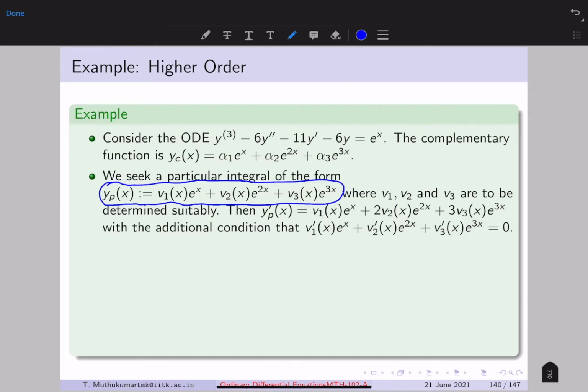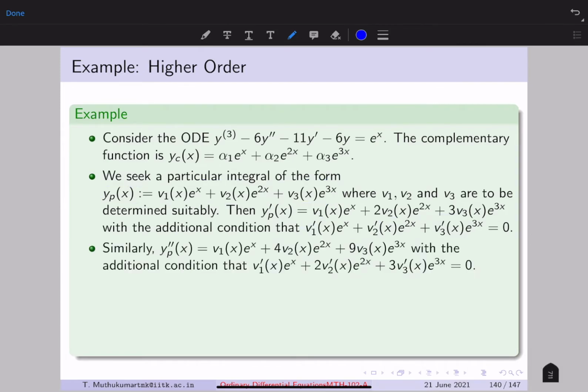Okay. So whatever we had described for second order, if you do the same thing for the third order, you see, when we compute yp prime, you will get terms like this, and the other terms we put to be 0. So this is the additional condition that we impose on v1 prime, v2 prime, v3 prime. Now if you compute the second derivative using this equation here, you get this, with the additional condition that v1 prime e^x, 2 v2 prime e^2x, and 3 v3 prime e^3x is 0. Okay, so this is the additional condition. Once you differentiate this, you will get these terms which you impose to be 0. So you have one more.